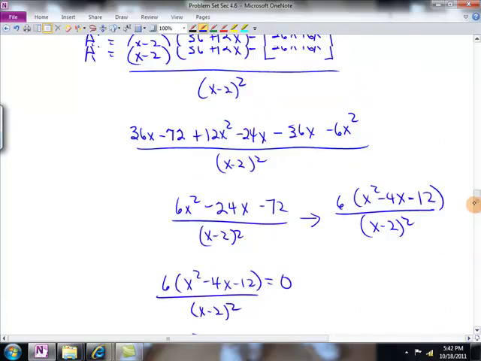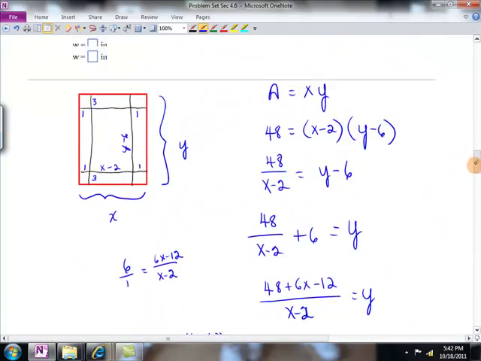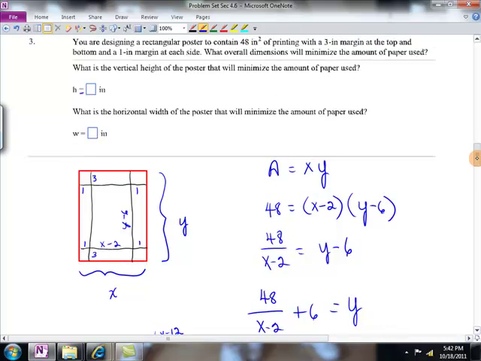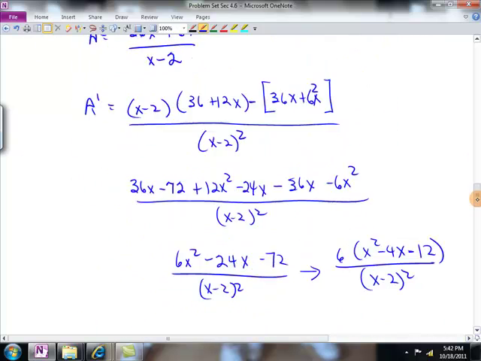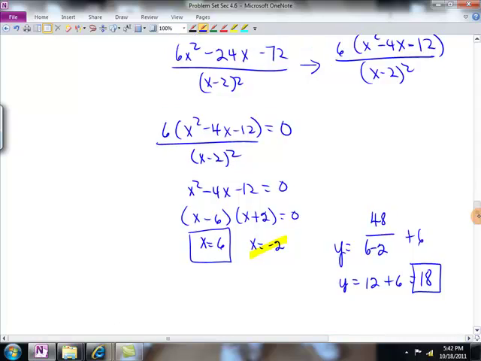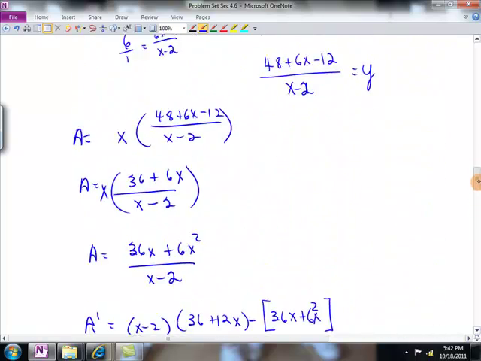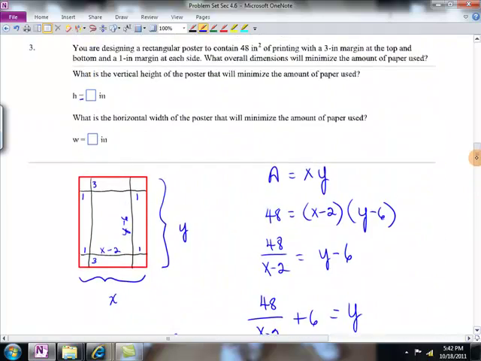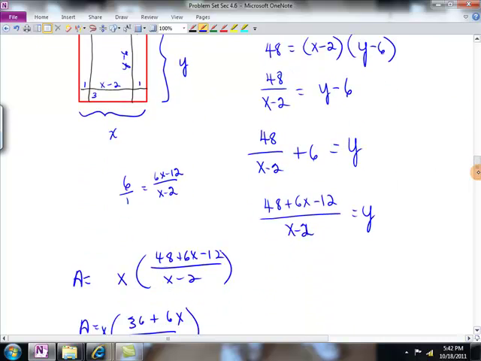So let's see, what did it ask for? Wanted to know the height and the width. And so we've got 6 and 18. Okay. So that'll get you on that one.